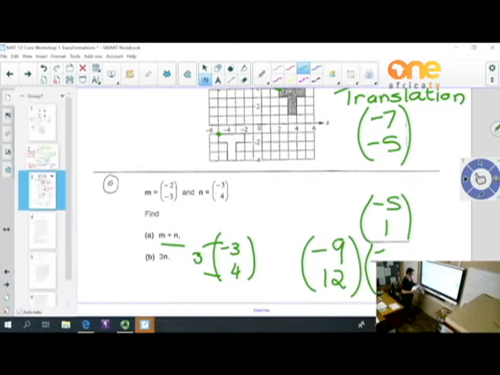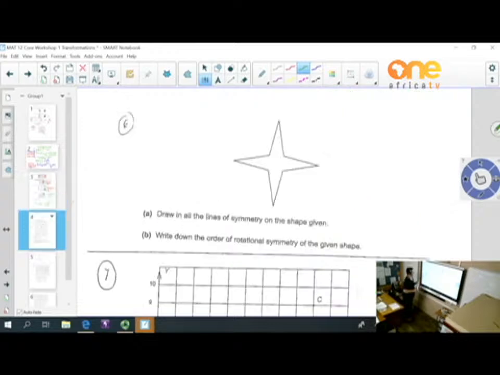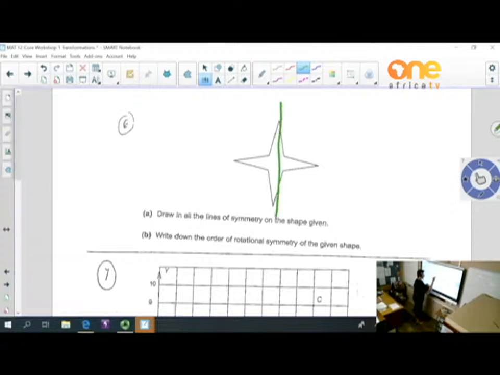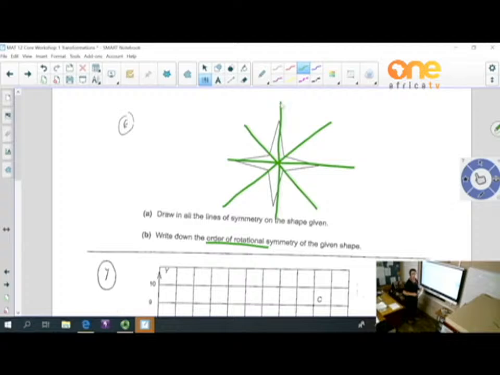Right, let's turn around. The next question, question 6. Draw in all the lines of symmetry on the shape given. So that means how many lines can you fold it on? It will be those two, but look there and there will also be lines of symmetry. And now the question is, what is the order of rotational symmetry? How many times can I turn it around? There's 4 lines of symmetry, so the order is going to be 4.